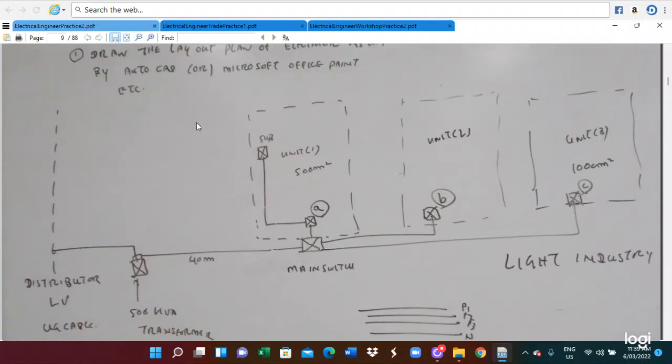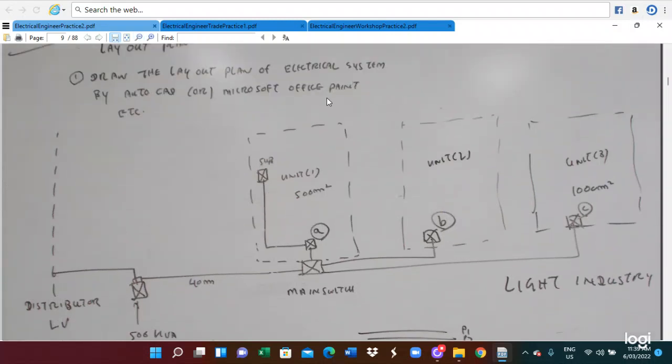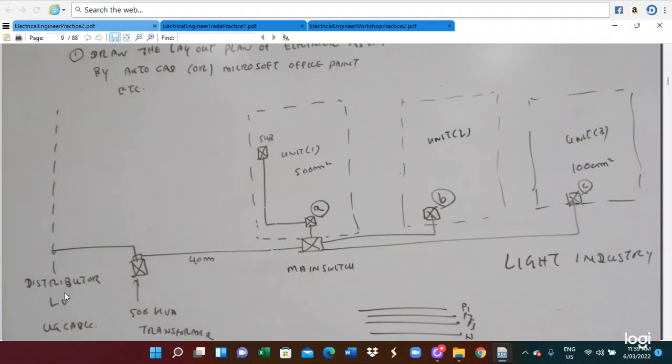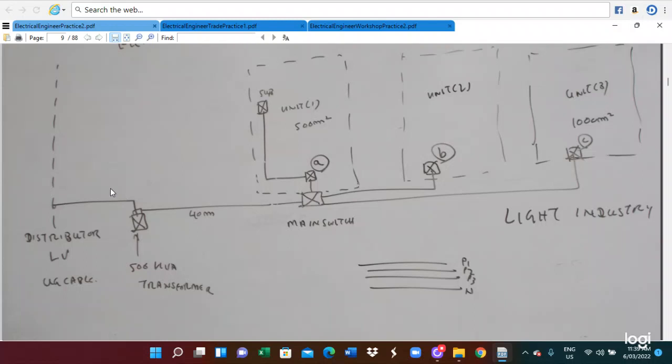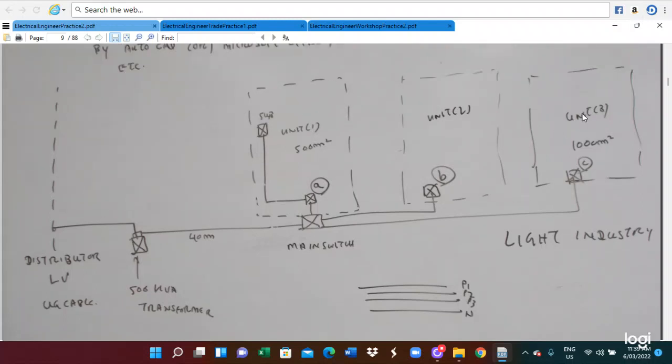So there will be the layout of the electrical system. In this case, these are connected to the main switch, and then from the main switch, individual sub-main switches are connected and connected to your lights. So this is for the main system, and this unit is separate. There are 3 units, and the electrical supply is connected to the 3 units.